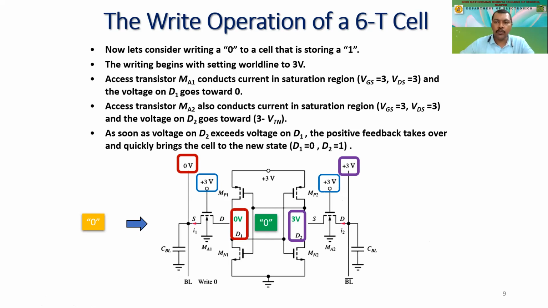Now, similarly, we can write 1, right? If you put 1 over here, then automatically the data will be loaded. This will be 1, and automatically this MA2 will be 0, and accordingly this terminal will become 0. As soon as this becomes 0, by the inverter action of the cross coupled inverter, this D1 will become high, that is 1, and the other will remain at 0. So the 1 can also be loaded like this.